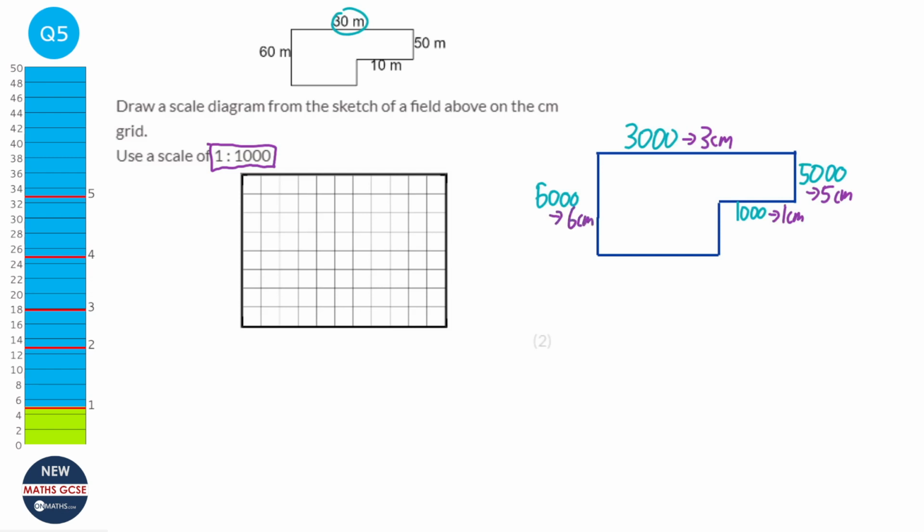And then let's draw the diagram. So I'll do 3 centimetres. This is going to be 5, and so it's 1, 2, 3, 4, 5. Got 1 across here. And I'm going to do the left hand one, so 6 down. 1, 2, 3, 4, 5, 6. And then just join them up as it shows on the diagram.